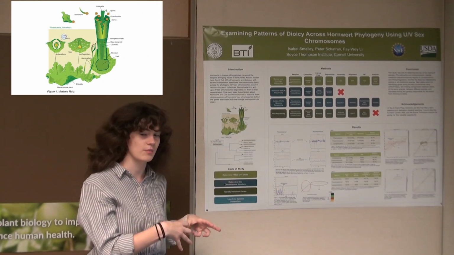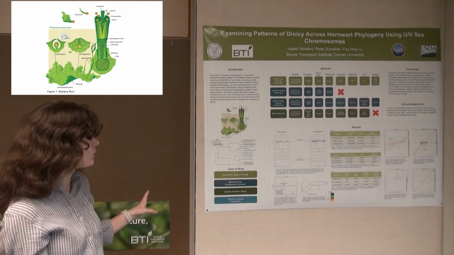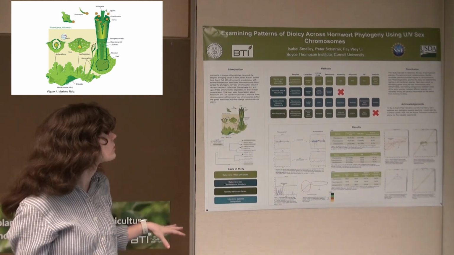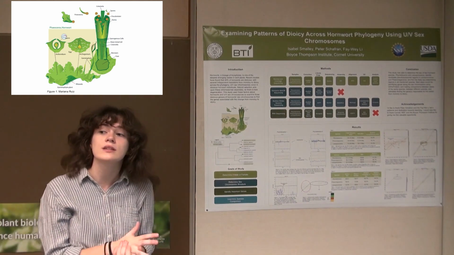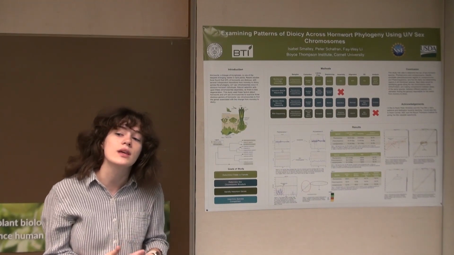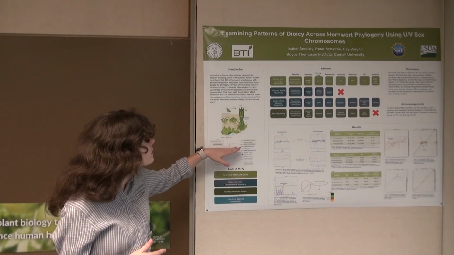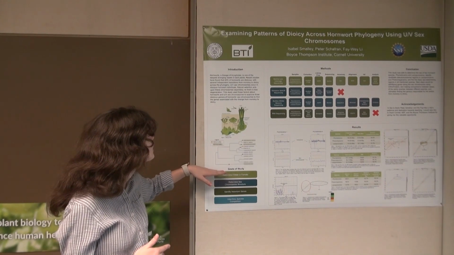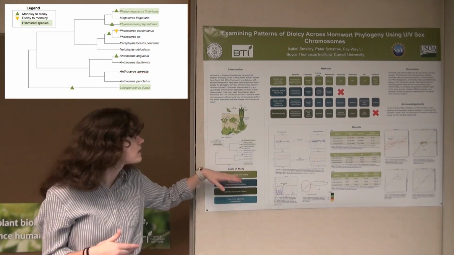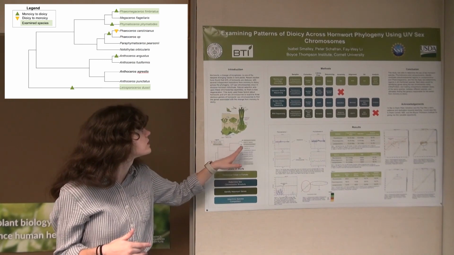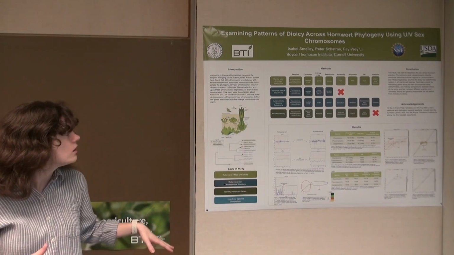female structure on the same plant, whereas a dioicous hornwort has them on separate plants. 40% of the hornwort phylogeny is dioicous, with many different independent events of evolution from monoicy to dioicy, and then one example of dioicy to monoicy.